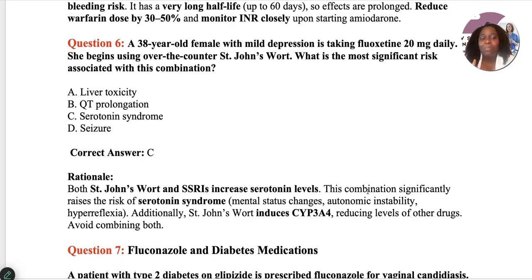Why is that? Because we're combining fluoxetine with St. John's wort. Listen, I do know that St. John's wort and an SSRI combined together can definitely cause serotonin syndrome. So that will be the focus of this question, to be honest. It is not too much of an inducer and inhibitor question, but it also plays a part in it. Because additionally, St. John's wort will induce the CYP3A4. It will reduce the levels of other drugs, so we have to stop and avoid combining both.